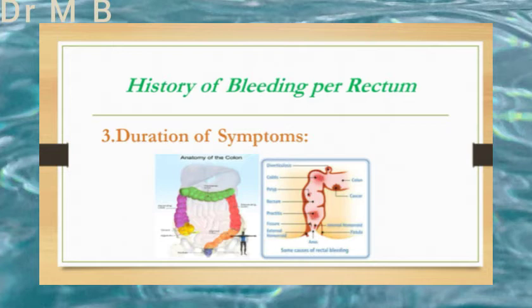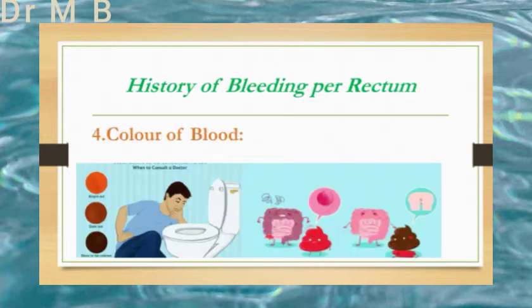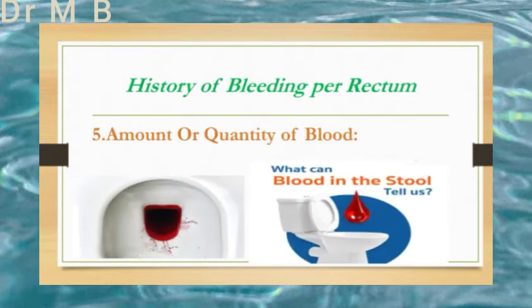Now, move on to the next question. You will ask about color of blood. It may be bright red, which occurs in lower GI bleeding, or dark red, which is usually due to upper GI bleeding. Move on to the next question.